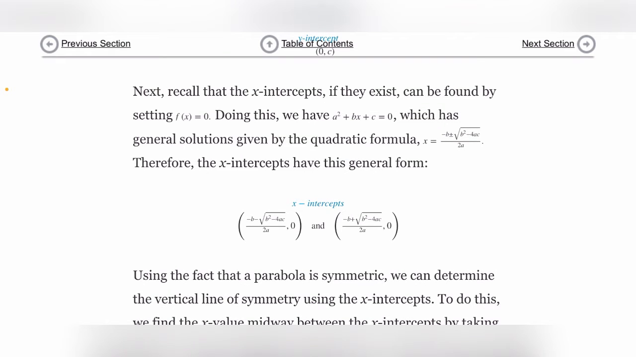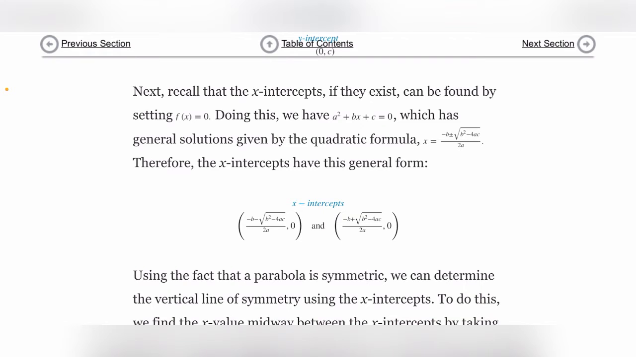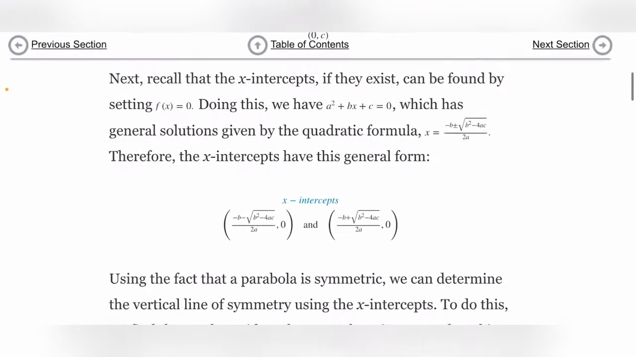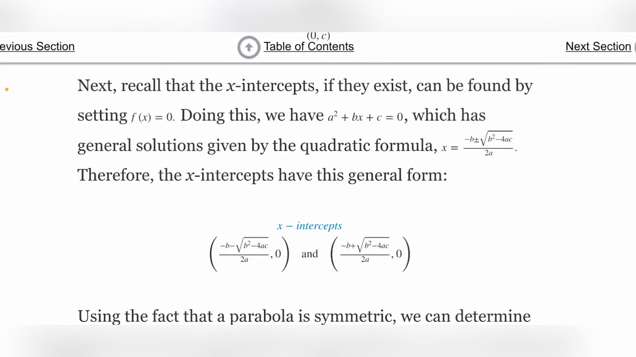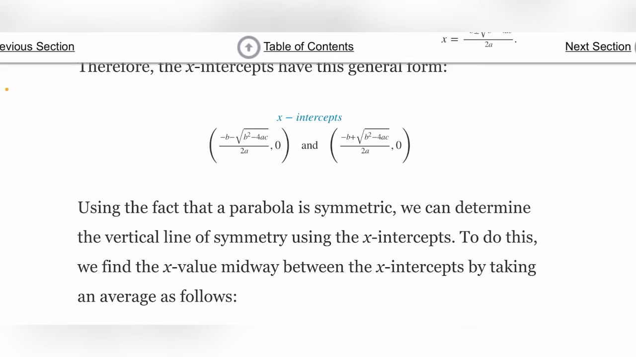For the x-intercepts, y is 0, so set the whole function equal to 0. That can be found by setting f of x equals 0. Then we have a quadratic equation, which has general solutions, our quadratic formula from before, with the discriminant. Therefore, the x-intercepts have this general form: the discriminant, square root of b squared minus 4ac.